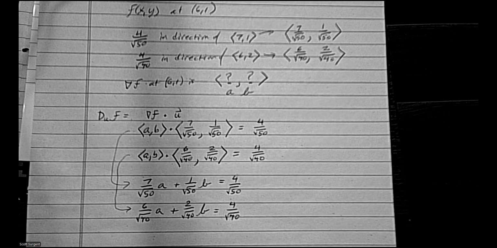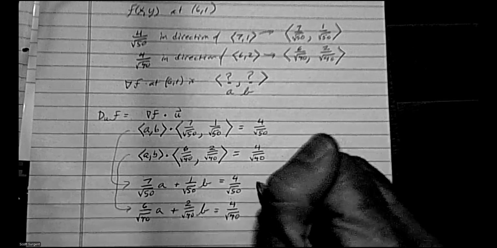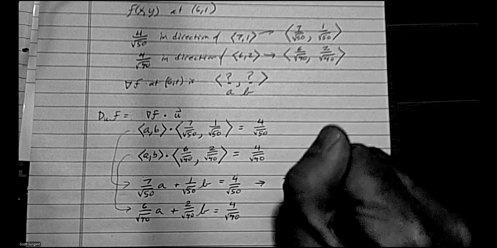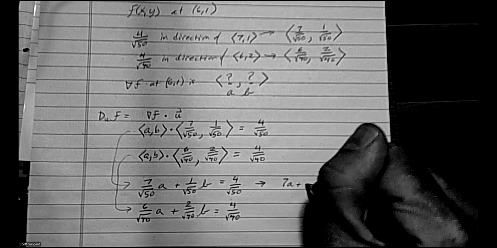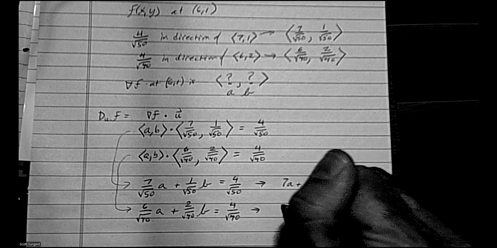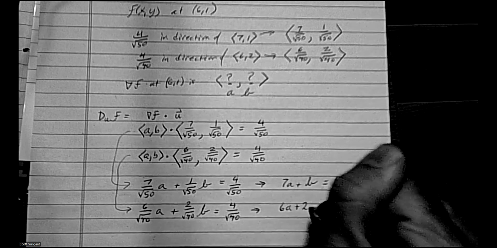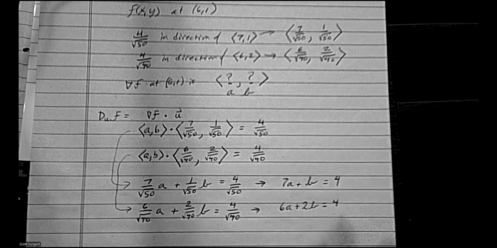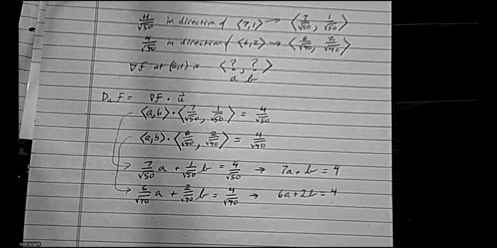This is a system in two variables, two unknowns, A and B. And the rad 50, I can actually multiply the top row by rad 50 just to get rid of them, and the bottom row by rad 40. So I'll do that. Suddenly it cleans up real nice. It's 7A plus 1B equals 4. And on the bottom row, we have 6A plus 2B equals 4. And then that's just a system that we've just got to solve.